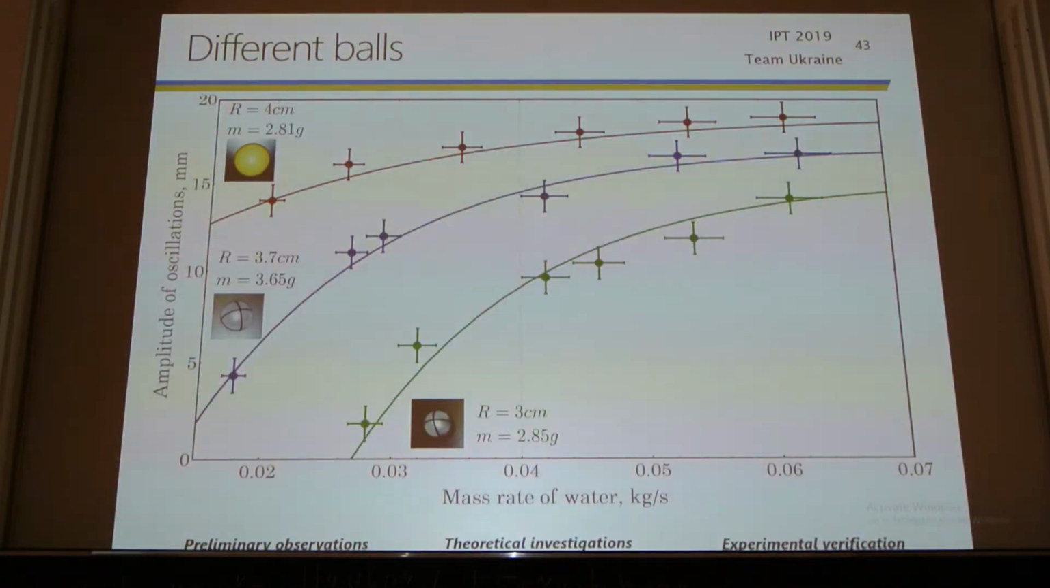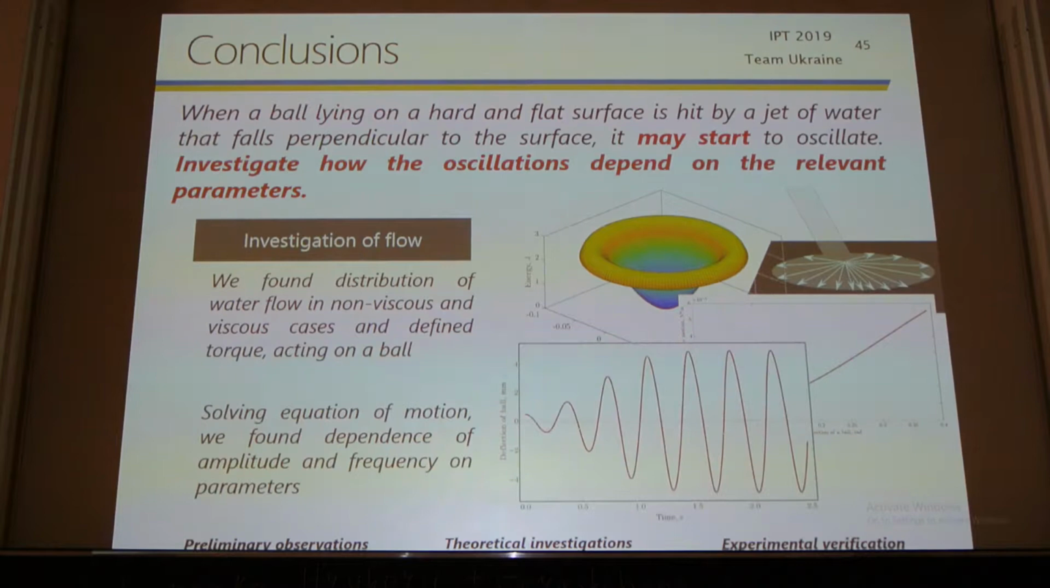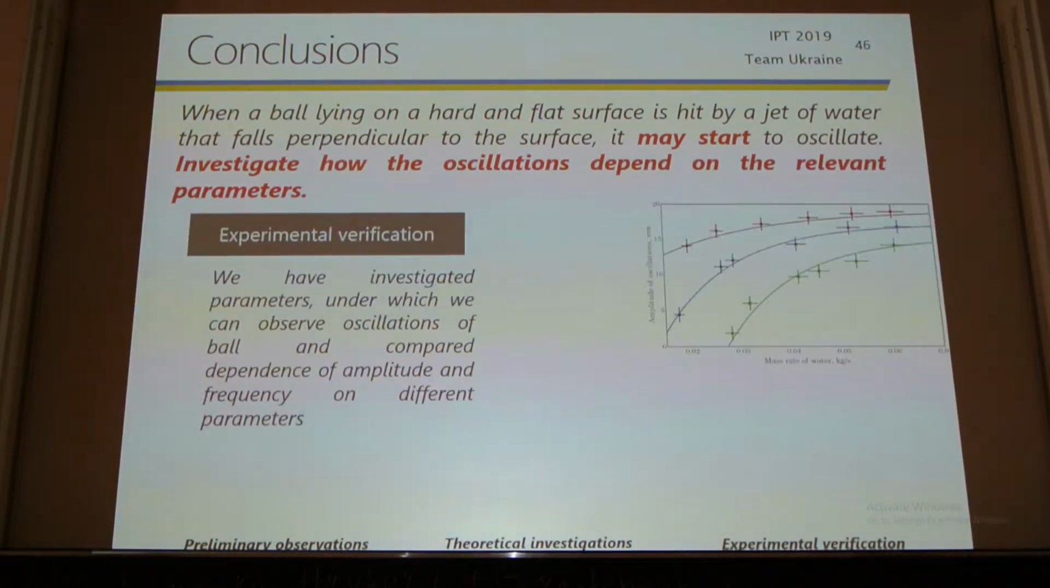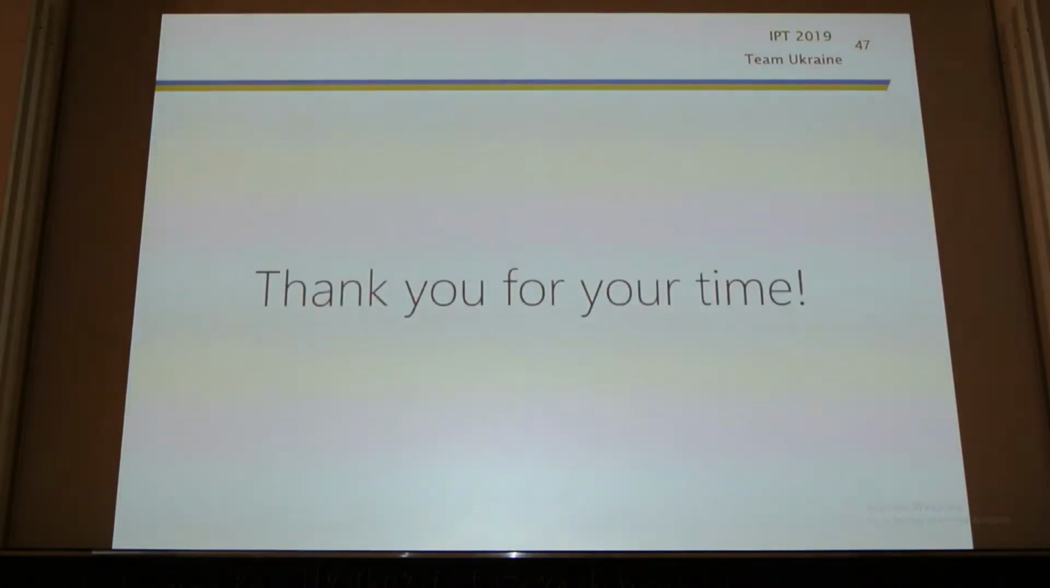Thus, as I said, we changed a lot of balls, and we changed their radius, and as you can see, for smaller radius we have smaller amplitude but higher frequency. So in our problem, we found the distribution of water flow. Also, we found the period experimentally and in theory, and also we made the experimental verification where we found the dependence on relevant parameters. Thank you for your attention. Thank you.